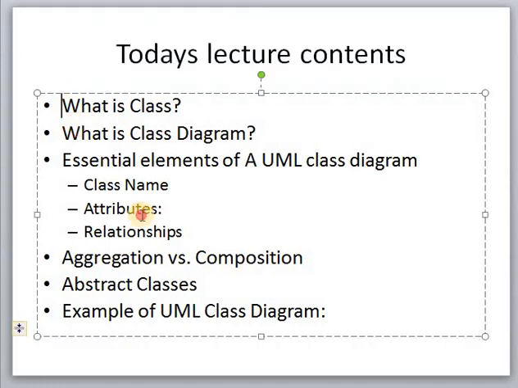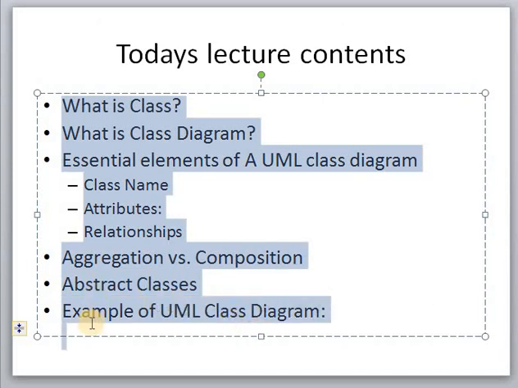In today's lecture, we will learn what a class is, what a class diagram is, what the essential elements of a UML class diagram are: the class name, attributes and relationships, what aggregation versus composition is, and what abstract classes are. We will also see examples of some UML class diagrams.